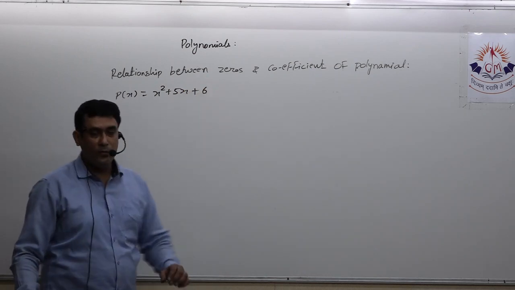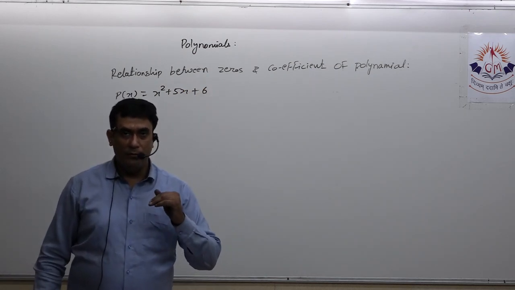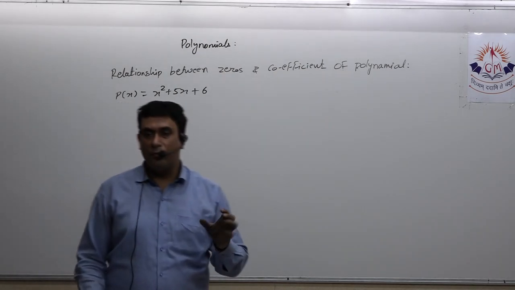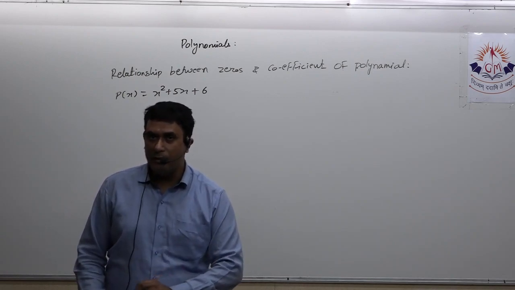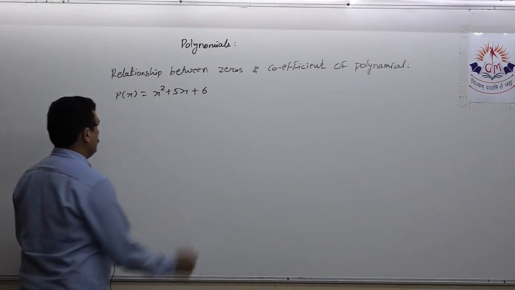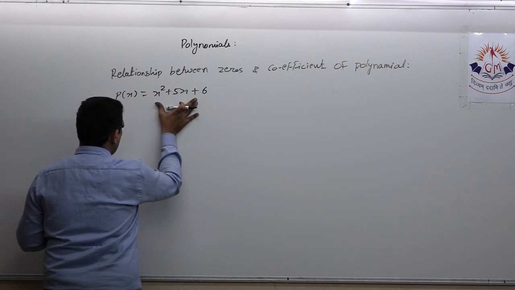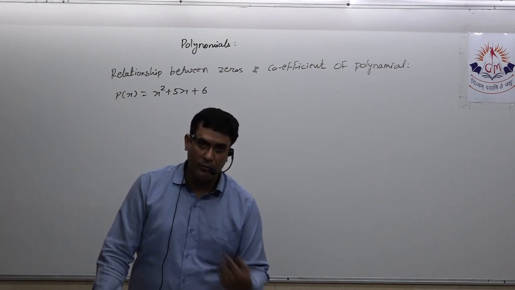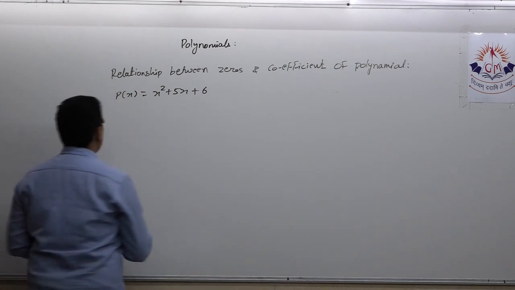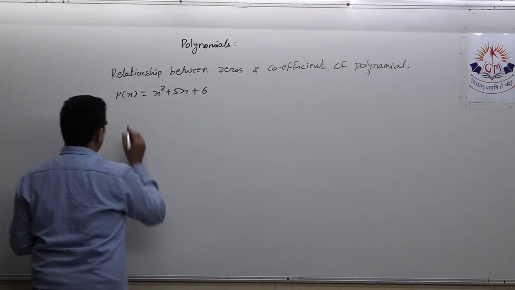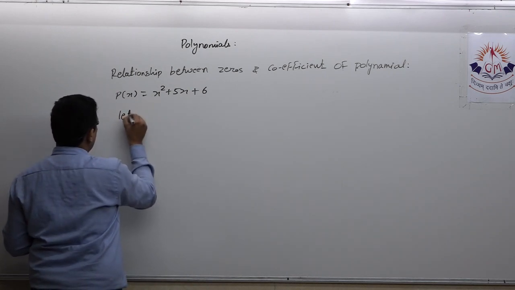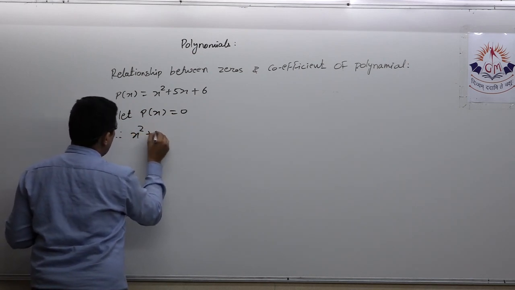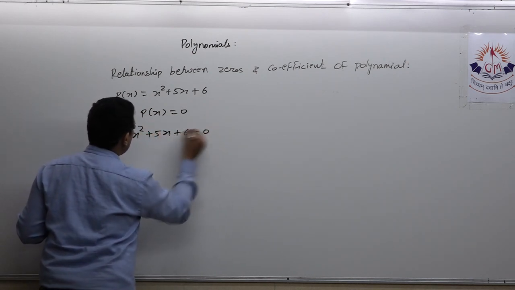Now over here you have to find the zeros first of all, then you have to verify the relation between the zeros and the coefficients. To get the zeros of this, you have to use the concept of splitting the middle term. In other words, you have to find the factors of the given polynomial. So let us see how we will proceed. Let p(x) equal 0. Therefore x square plus 5x plus 6 equal to 0.